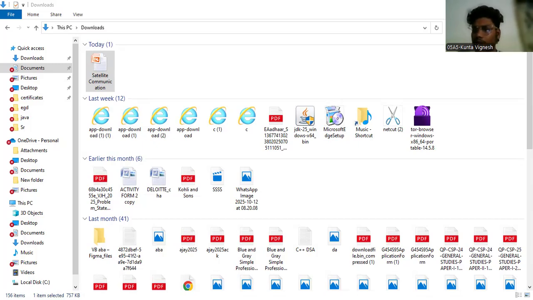What are the components needed? Ground stations and satellites and signal transmission, transponders, that means the response. And the applications are telecommunication, broadcasting, navigation, and weather forecasting.